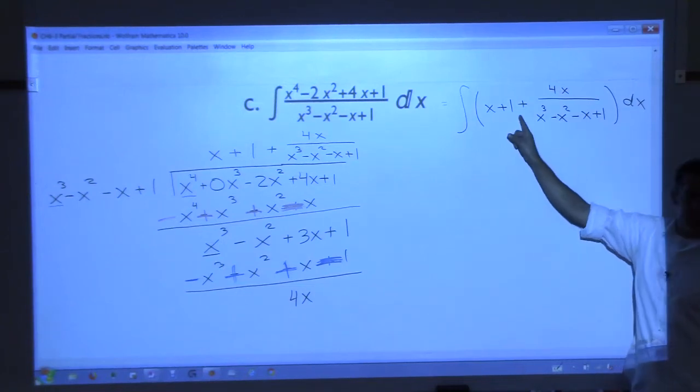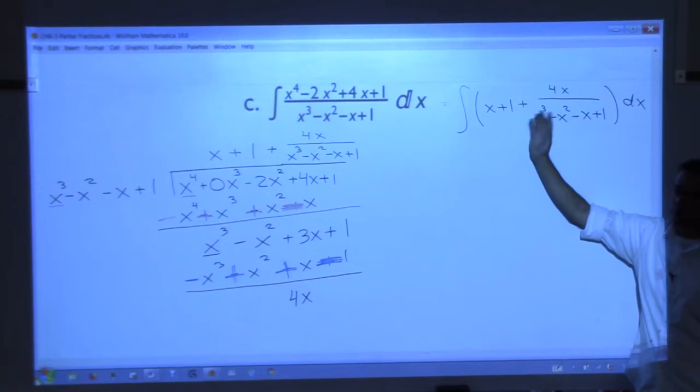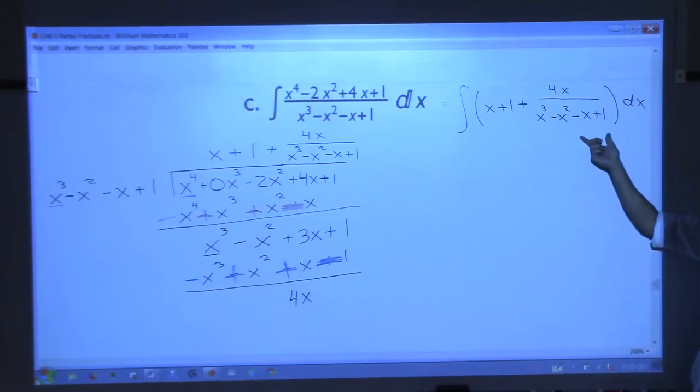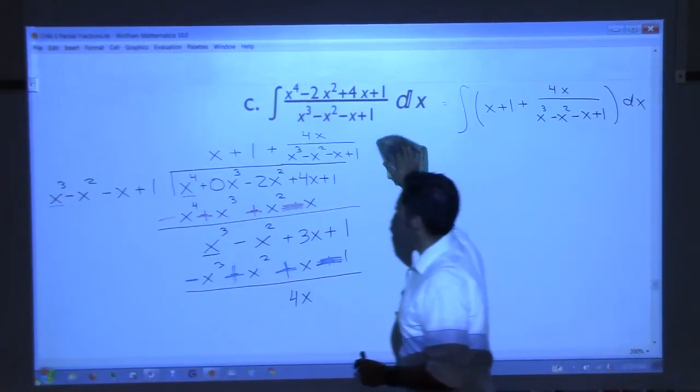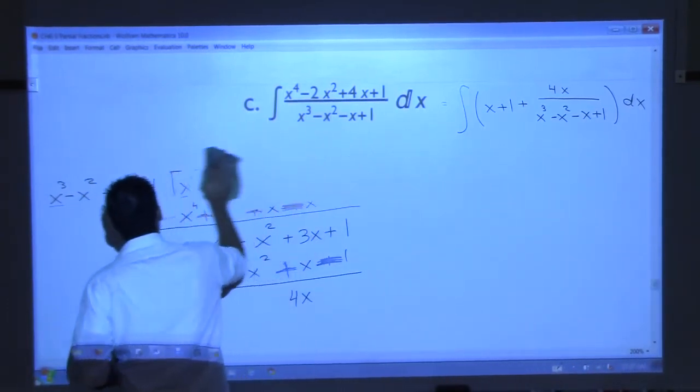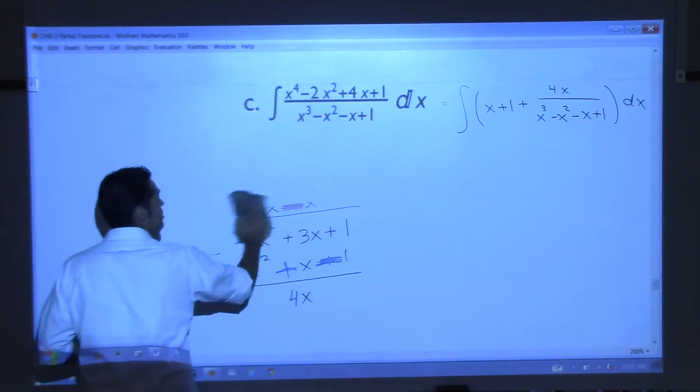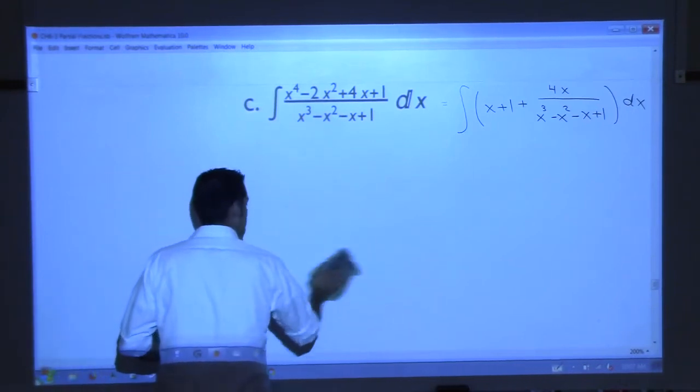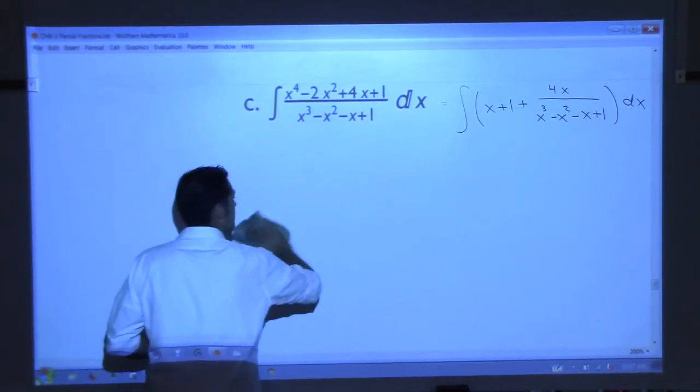Now the first two terms we can integrate without much effort, right? 1/2 x squared, x, we're done. The only question is how do we do this, right? So for this right here, we have to go do the partial fractions on it. So our first step was long division. Now we move on to partial fractions. And we're only going to be doing partial fractions on one of those terms, right? That's only one of them that we have to worry about.